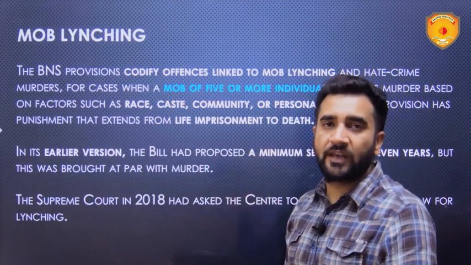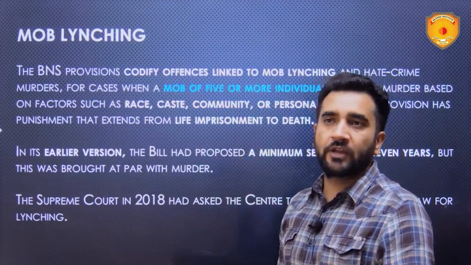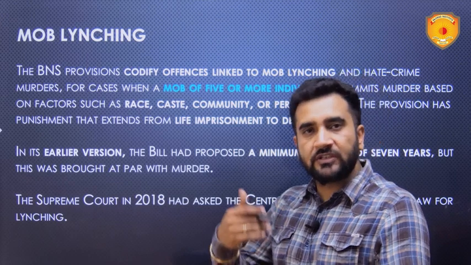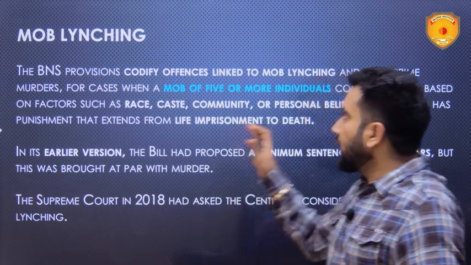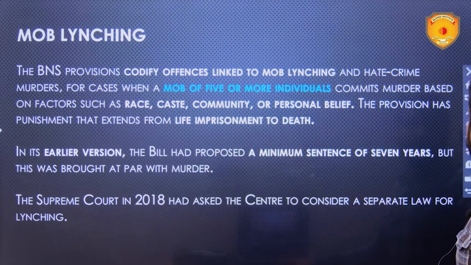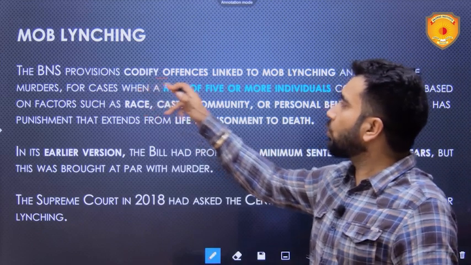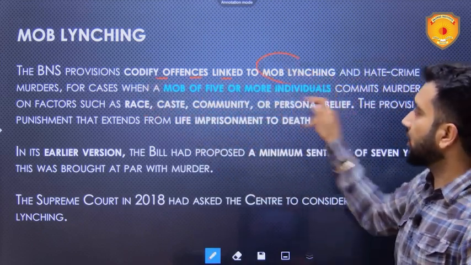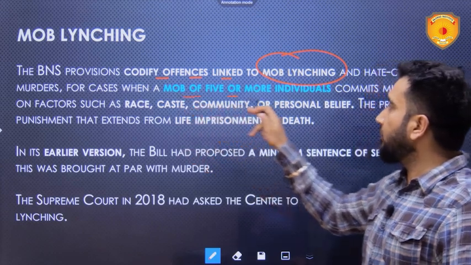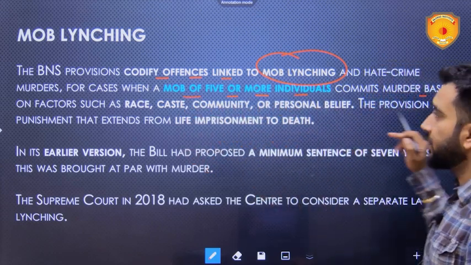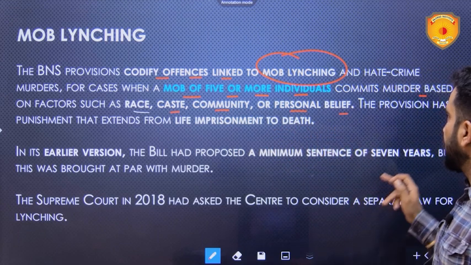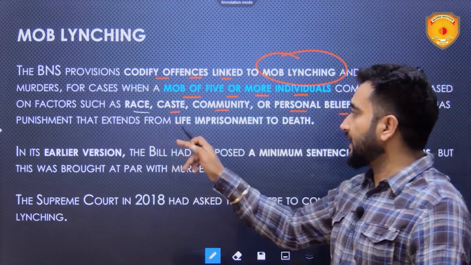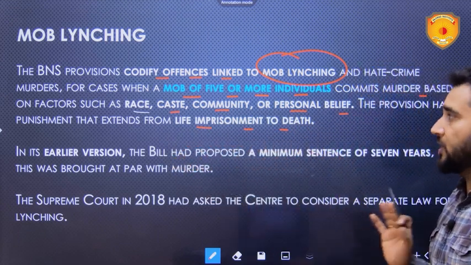In case of mob lynching, as I told you, in the pretext of administering justice, if we kill someone, then that happens. BNS provisions codify offences linked to mob lynching. For cases when a mob of 5 or more individuals commits murder based on factors such as race, caste, community, or personal belief, the provision has punishment that extends from life imprisonment to death.